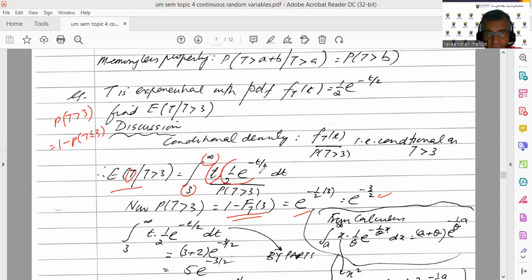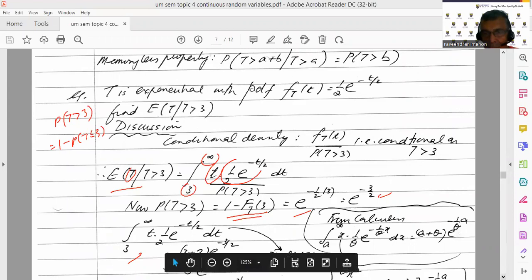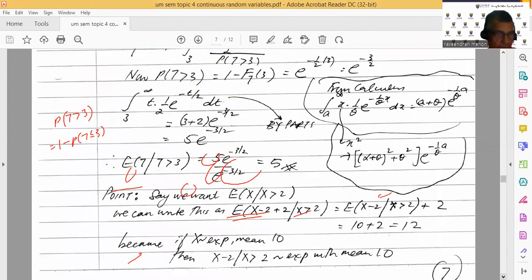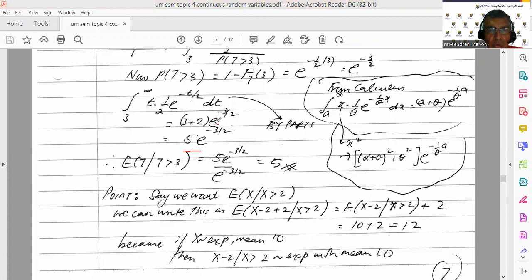t f(t). Now, this thing here, t f(t), you need to use integration by parts. I trust you can do integration by parts. Let me move the screen up. Okay. You have to use integration by parts. And when you do that, you will get your answer as 5 times e to the power of minus 3 over 2. So this thing is your numerator. And what's the denominator? This thing here. I've done it here for you, and you'll get your final answer, 5.